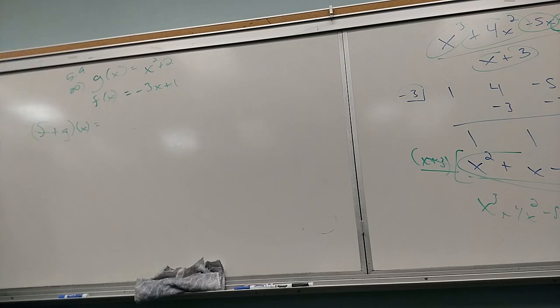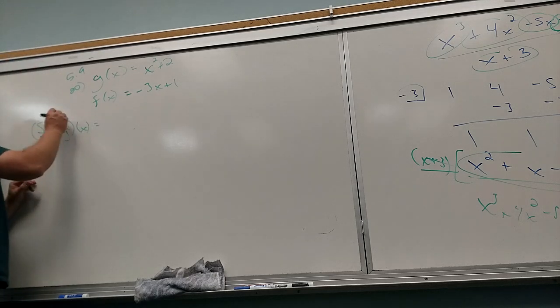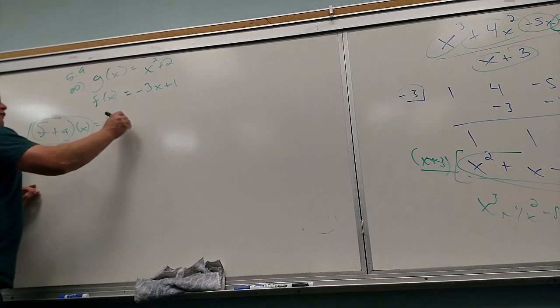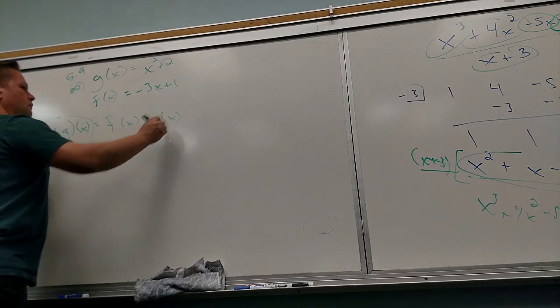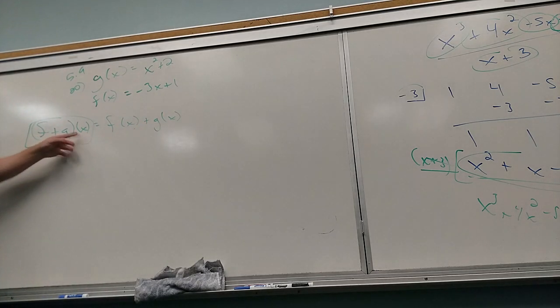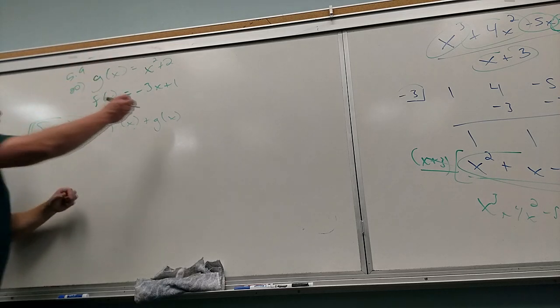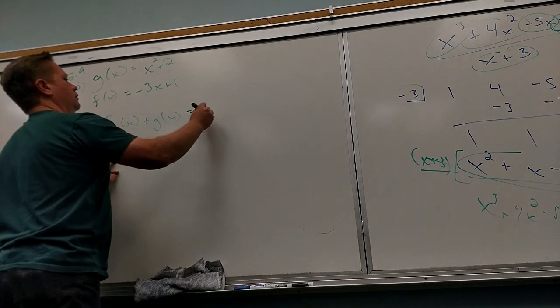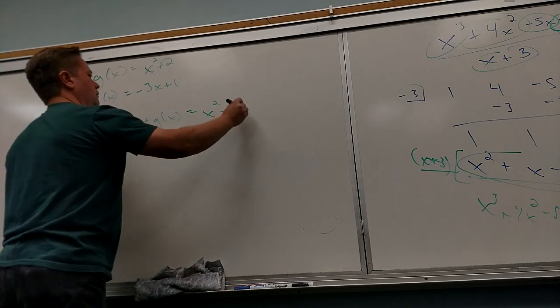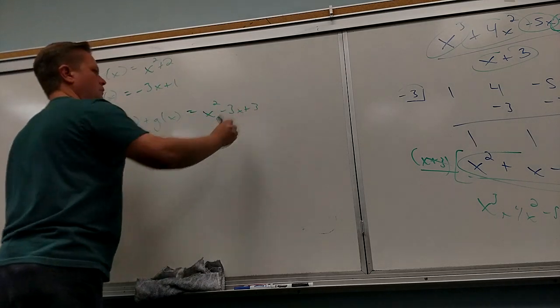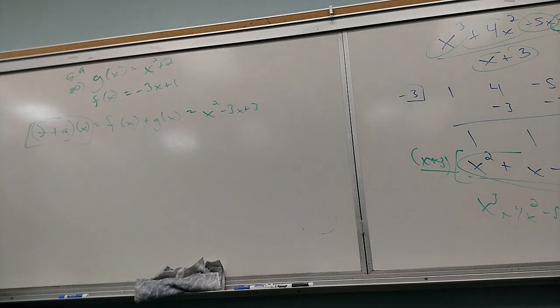It's crazy. So this really means f of x plus g of x. It's just another way to write it, f plus g at x, meaning leave the x's in, don't plug numbers in. Right? So then you would just add those two together, and you would get x squared minus 3x plus 3. That's amazing.